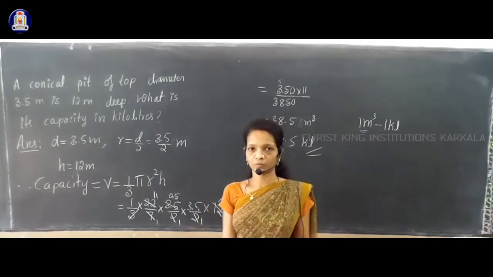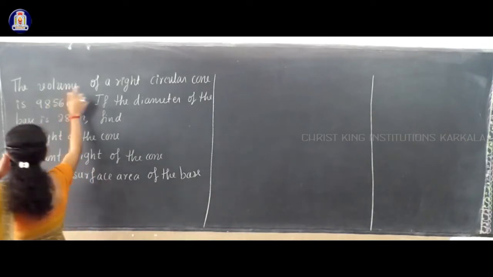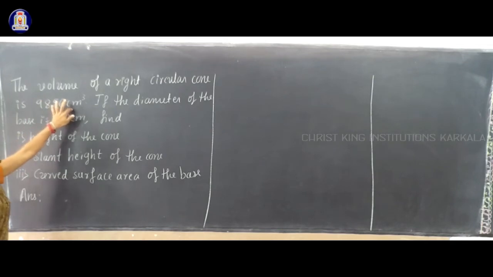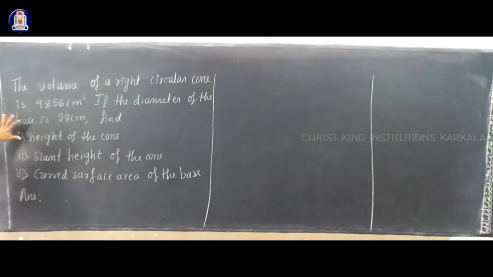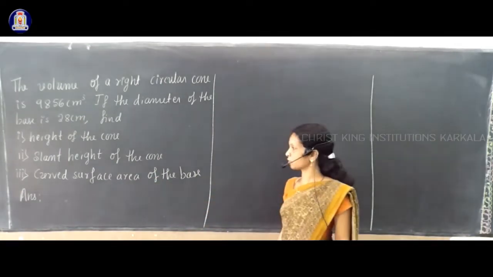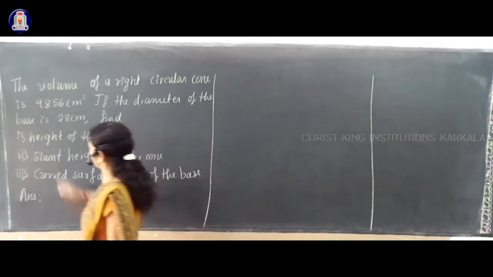Okay, thank you. Question is, the volume of a right circular cone is 9856 centimeter cube. If the diameter of the base is 28 centimeter, you have to find three things here: height of the cone, then slant height of the cone, and curved surface area of the cone. Okay, and what are you given? You are given volume V is equal to 9856 centimeter cube, and the diameter of the base D you are given. Using that, you have to find out h, then l, then CSA, curved surface area. Okay, so start with this given.